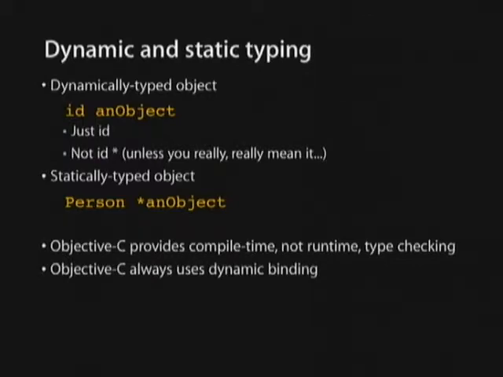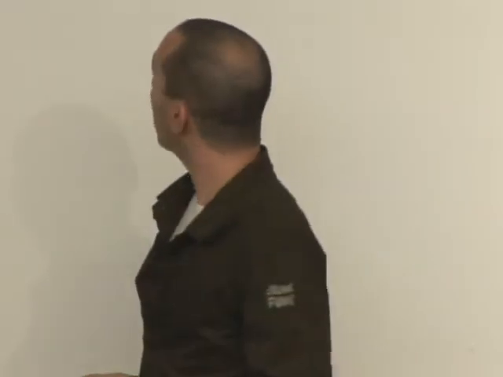There's no type checking. So again, Objective-C makes the assumption that you know what you're doing. It lets you do what you want, and then if you pass the wrong type of object into a function that's expecting something else, then it'll crash or it'll do whatever it does.